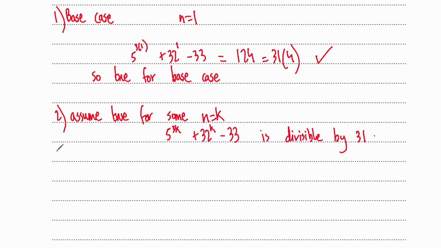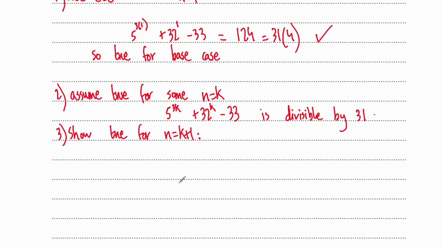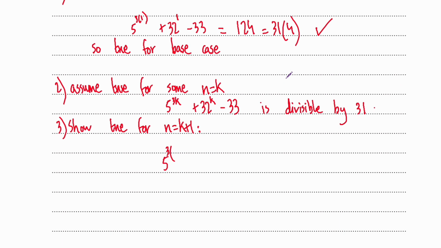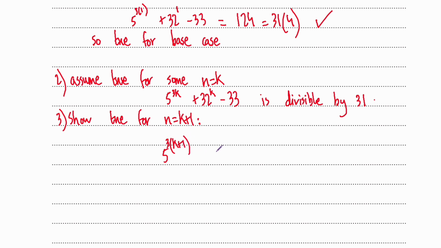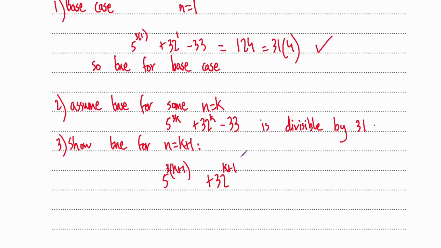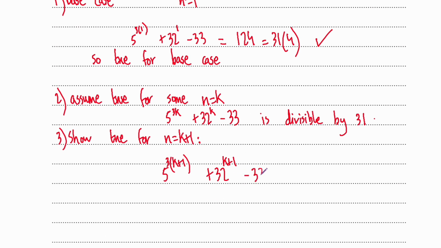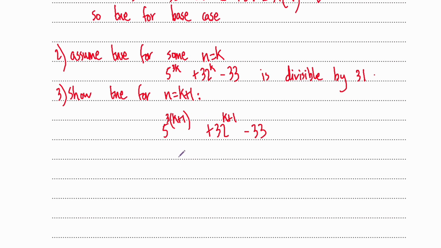Okay, assuming that is true, what do we do now? Okay, so now we have to show that it is true, and this is the hardest part by far. So true for n equals k plus 1. Now how do I do this? Okay, so when n is equal to k plus 1, let's just put that inside here. We have 5 to the power 3 times k plus 1, plus 32 to the power k plus 1, minus 33. Because remember, it's n here, we're going to put k plus 1 instead. Okay, we have that. Now let's expand the brackets here. So we have 5 to the power 3k plus 3 plus 32 to the power k plus 1 minus 33.